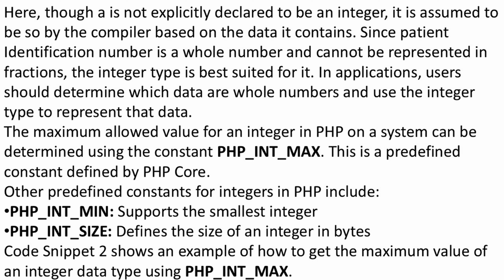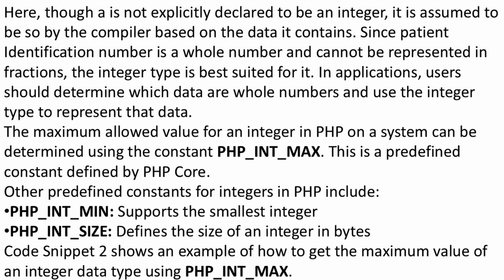There are also other constants that help you understand integer limits. The first one is PHP_INT_MIN, which represents the smallest possible integer value your system can store. The second one is PHP_INT_SIZE, which tells you how many bytes are used to represent an integer in your PHP environment. These values may differ slightly depending on whether you are running PHP on a 32-bit or 64-bit system.